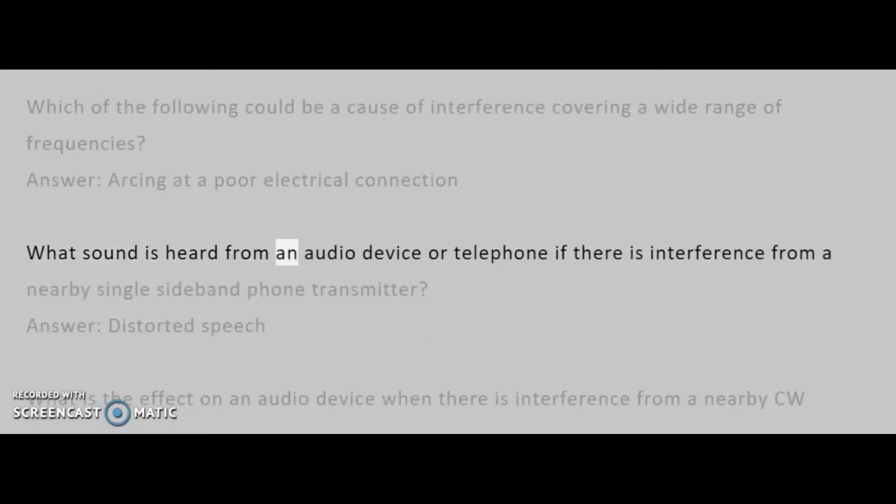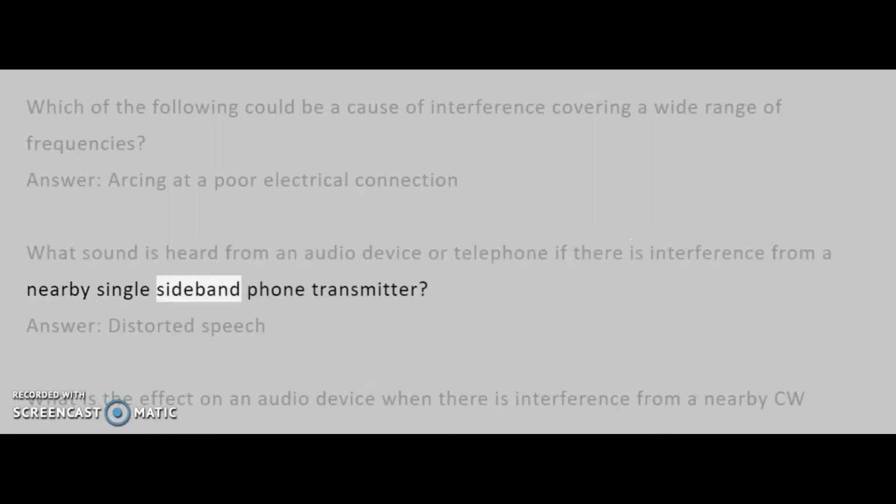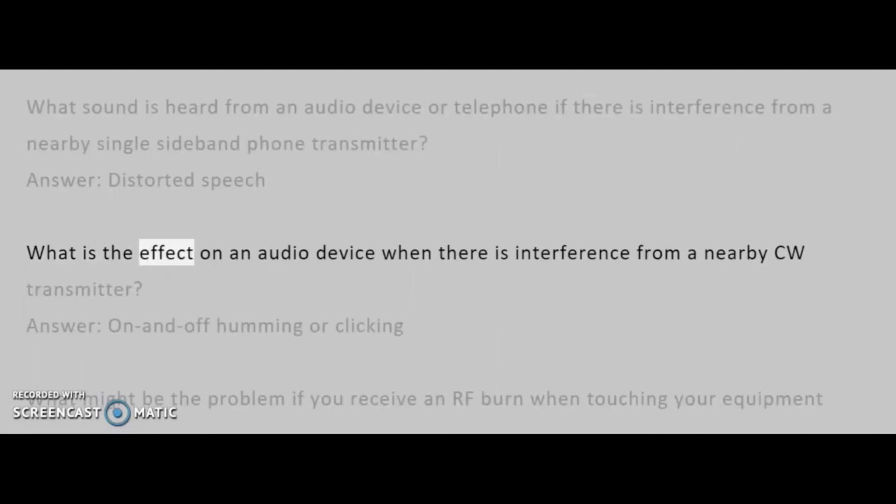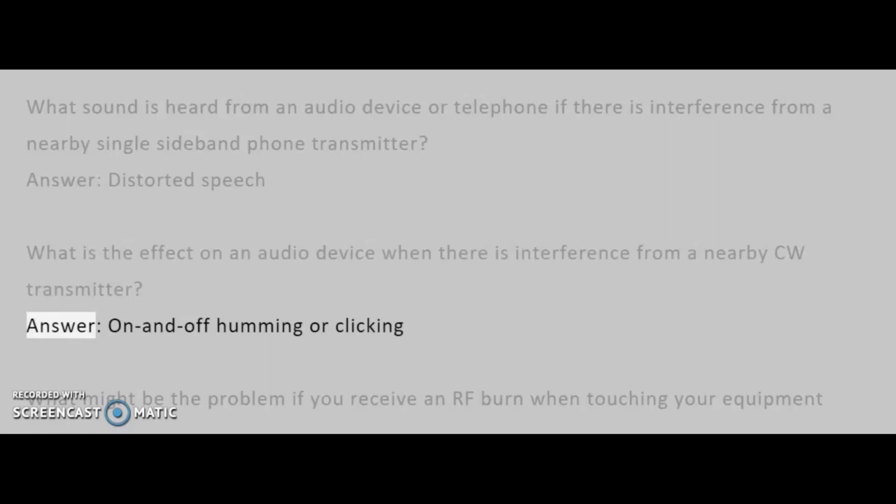What sound is heard from an audio device or telephone if there is interference from a nearby single sideband phone transmitter? Answer: distorted speech. What is the effect on an audio device when there is interference from a nearby CW transmitter? Answer: on and off humming or clicking.